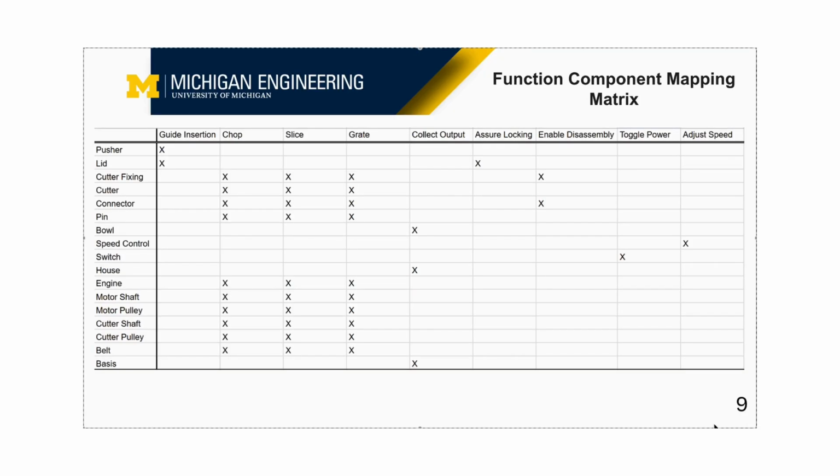The function component mapping matrix consists of 9 functions, which are the nodes of the FAST diagram, and 17 parts, not including fasteners. You can see that there is a lot of overlap in the main functions, which are chop, slice, and grate. Around 10 parts serve the same function.